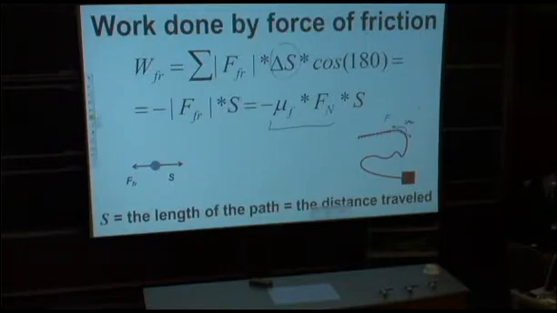So, if we add up all individual distances traveled, that gives us the length of the trajectory, the total distance traveled, and cosine of 180 degrees is equal to -1. That's where this minus comes from. So this is the equation we can use for calculating work done by friction.